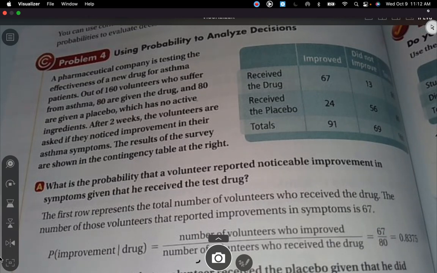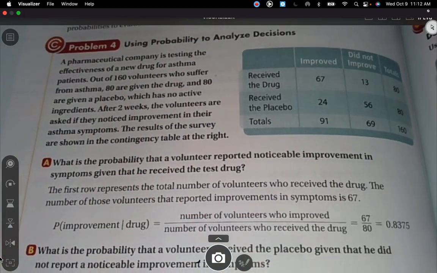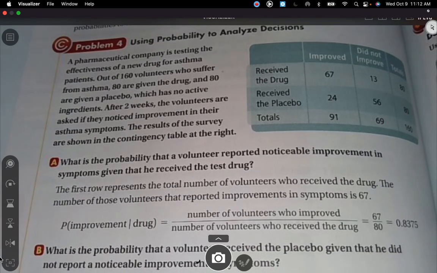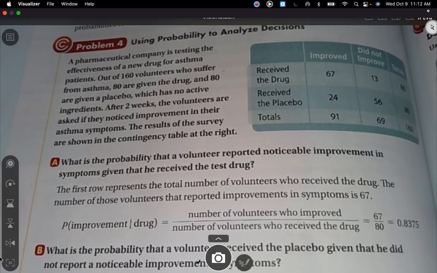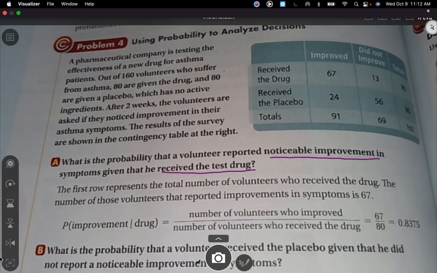So anyway, back to this problem. After 2 weeks, volunteers are asked if they noticed improvements in their asthma. Here's the results on the contingency table. Guess what we did yesterday? Contingency tables, right? These to me were the easiest problems. So this one is our last problem today. It says, what's the probability that they reported, I'm going to underline everything, noticeable improvements in symptoms given that they received the test drug.